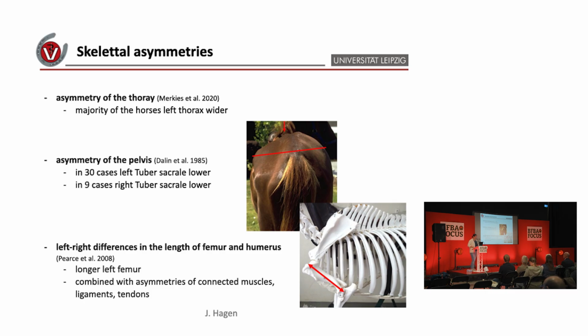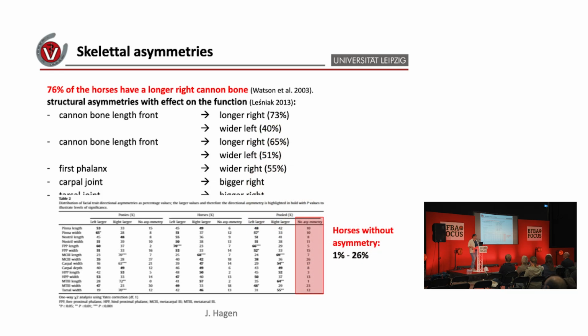And there was also a very nice study from Watson, sorry. He also showed that 76% of horses have asymmetries also in the distal limb, like the cannon bone, the length of the first, second, and third phalanx, the width of the phalanges. So everywhere we see slight asymmetries, also in the carpal and tarsal joint. So what are we talking about?